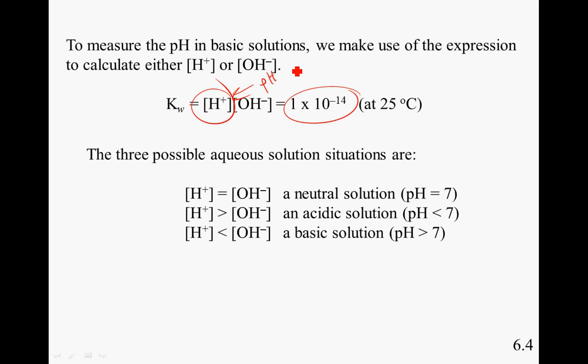To determine if the solution is acidic or basic, you would compare the concentrations of hydrogen and hydroxide. If they're the same, it's a neutral solution and the pH is 7. If there's more hydrogen, it's an acidic solution and the pH is going to be less than 7. If there's less hydrogen, it's a basic solution and the pH is going to be more than 7.